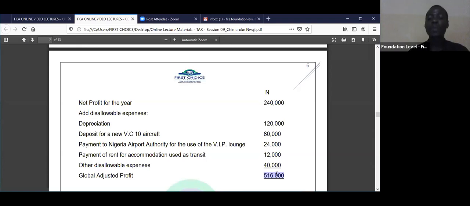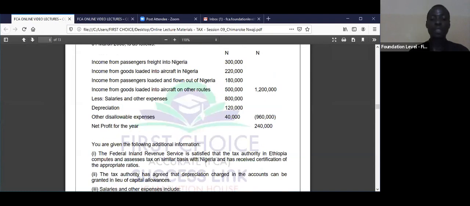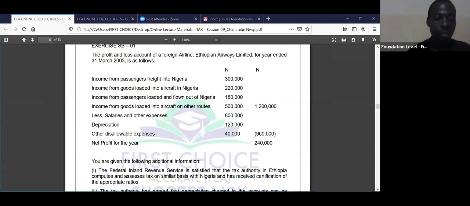So there's another way we can get this 516. Let's do it again, so follow me closely. Let me bring out my calculator. If you see it, fine. If you cannot see it, fine. This is 300,000 income, 220, 180, and 500. We said your gross income is 1,200,000. So I will start with 1,200,000.